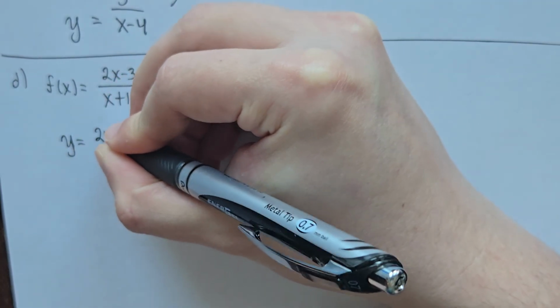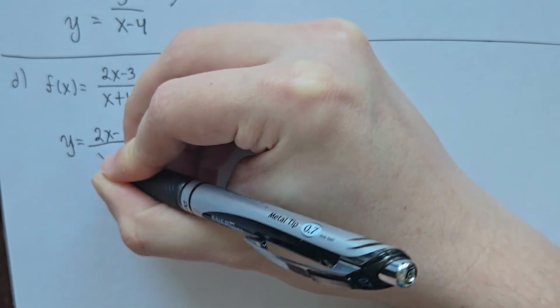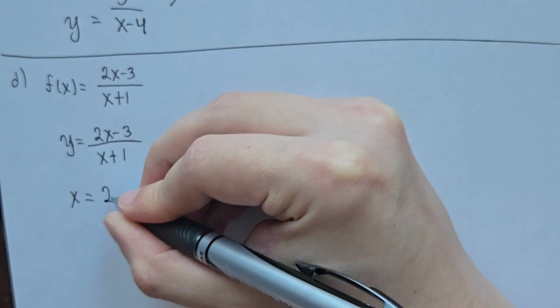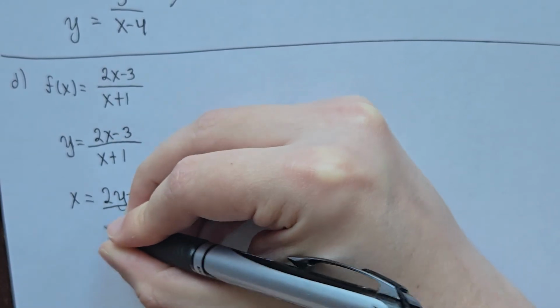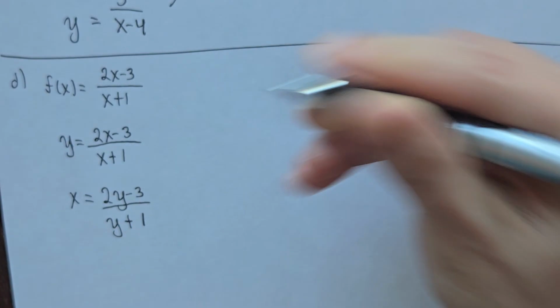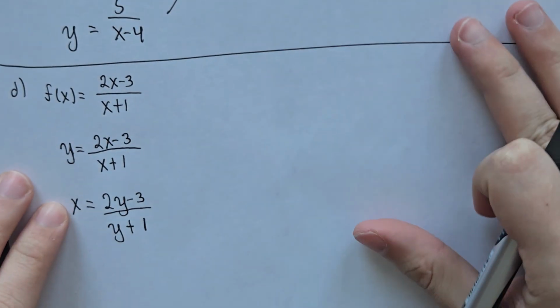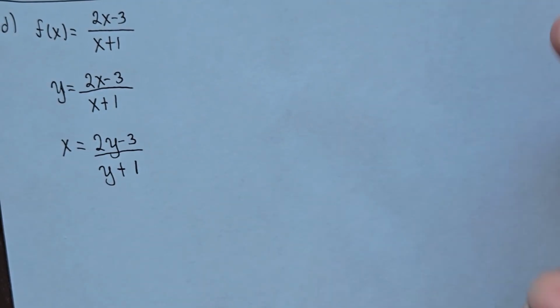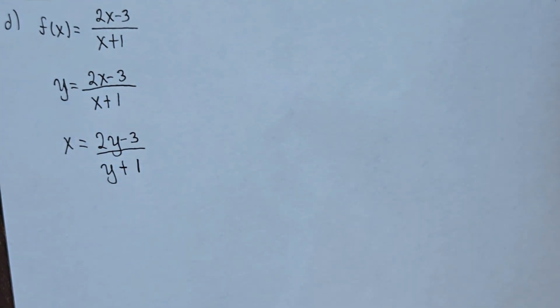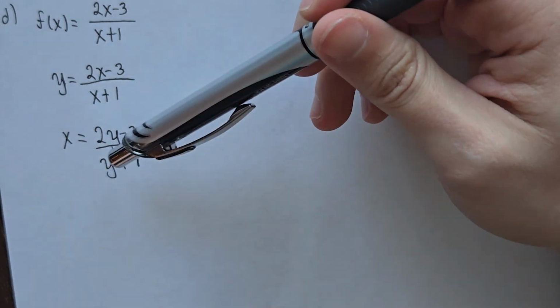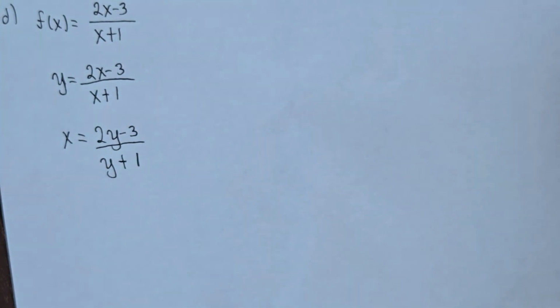We'll set it up y is equal to 2x minus 3 over x plus 1, and then we'll swap all the x's and y's, so we'll have x is equal to 2y minus 3 over y plus 1. And now at this point, we're tasked with solving for y, right? So let's go ahead and look at how we might do that. My goal, again, is to try to get all of the y's on one side, particularly all the y's in the numerator on one side. And whenever you have y's in the numerator and the denominator, you want to clear the y's out of the denominator as quickly as you can.